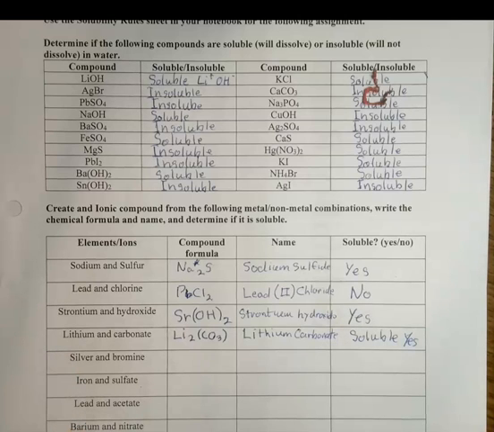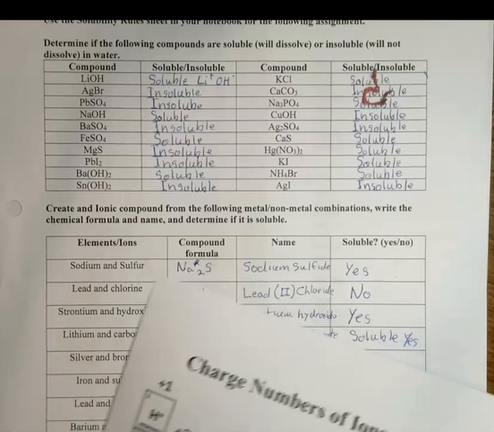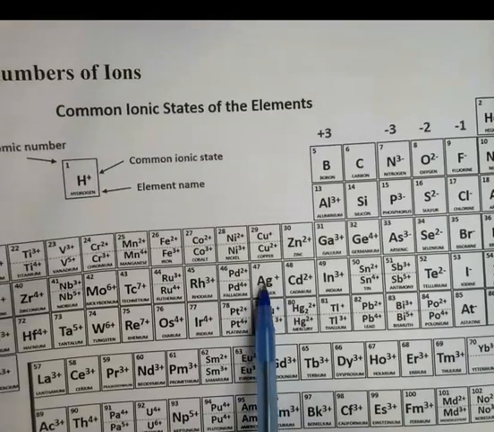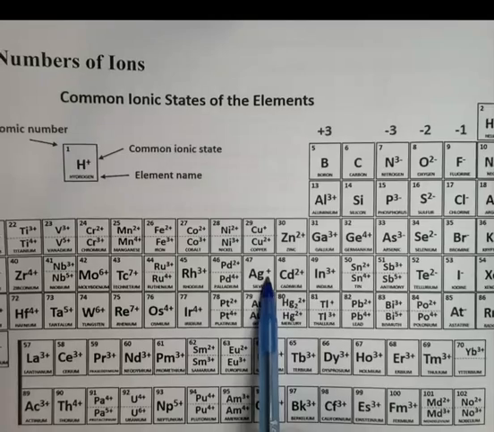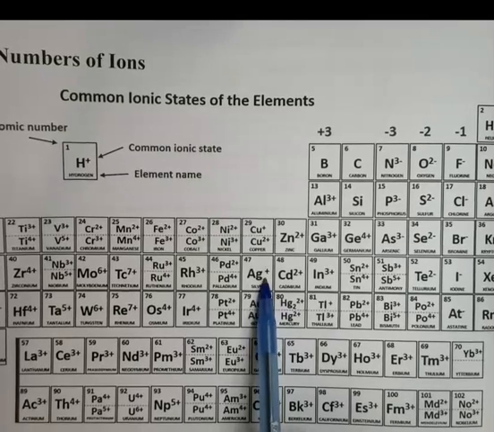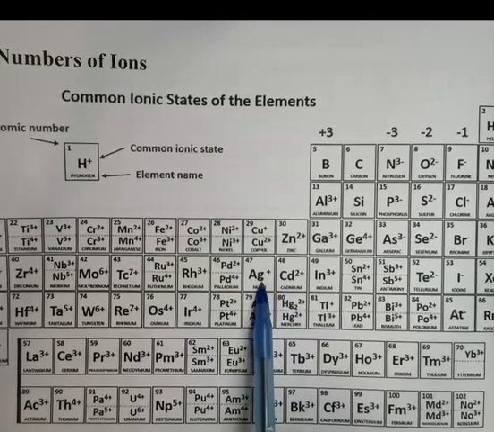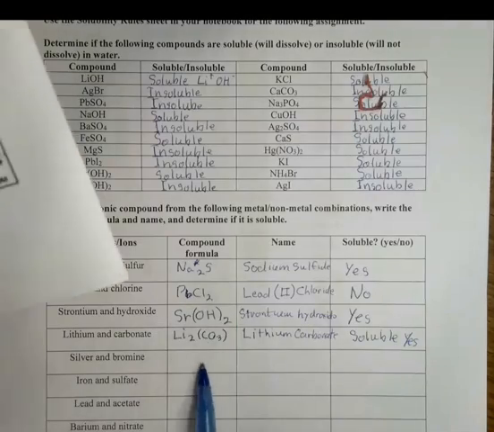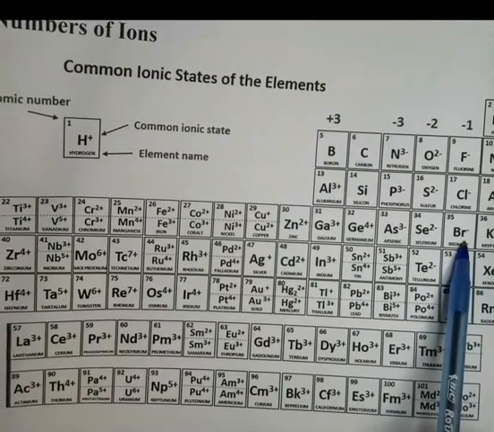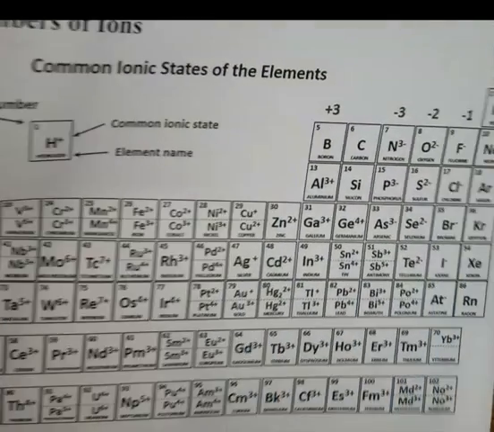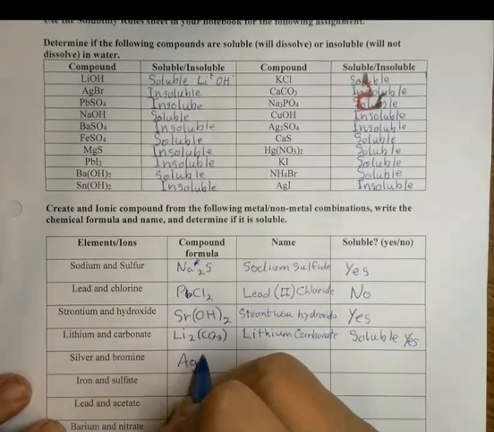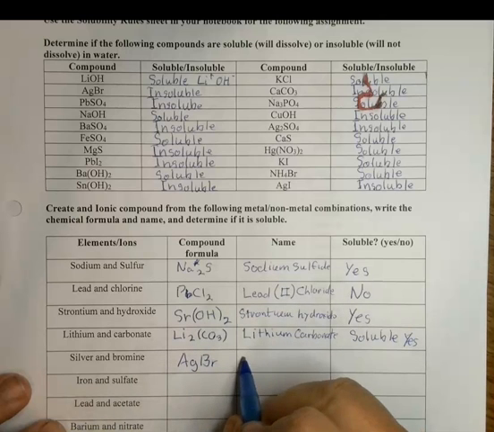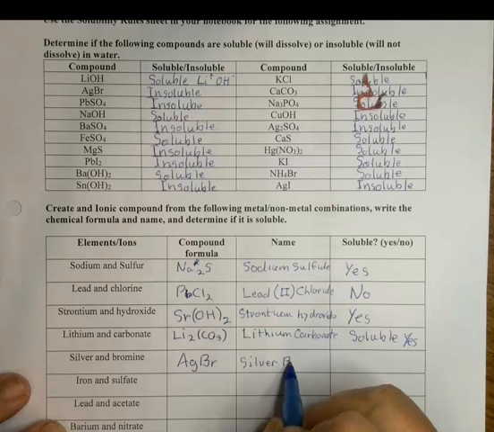Okay, silver and bromine. So let's come over here. So silver, even though it's a transition metal, it only has 1 charge state. It's a +1. So we don't have to use a Roman numeral with it. Okay, and so it's silver and bromine. And bromine is a -1. So those 2 match up perfectly. So it's just simply AgBr. And you just call that silver bromide.